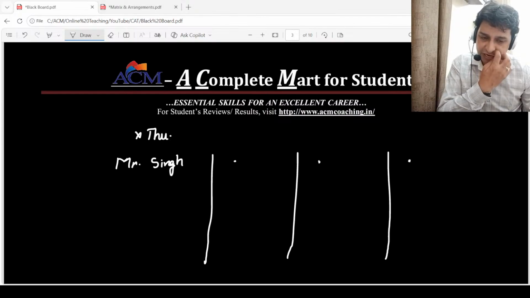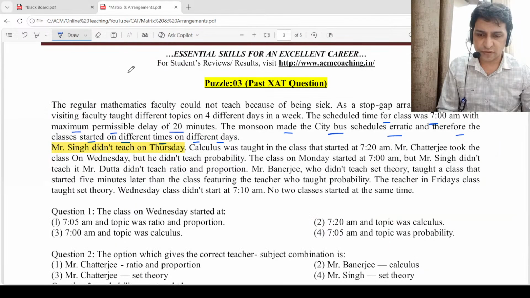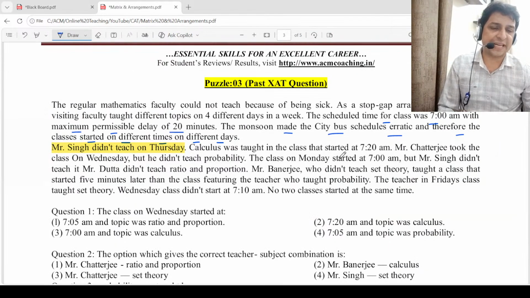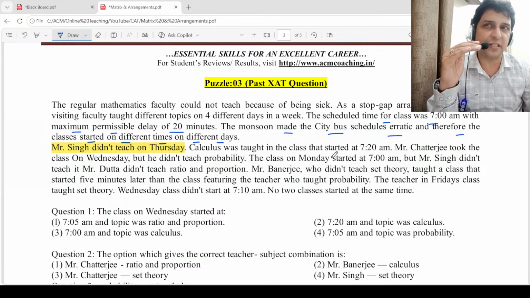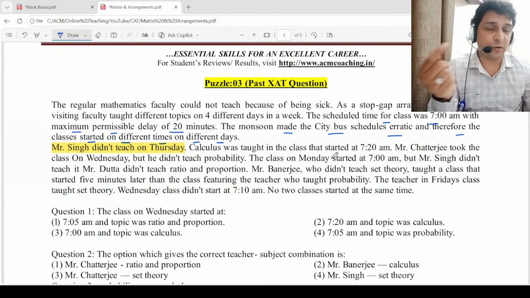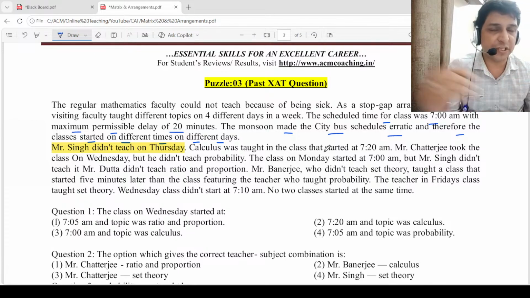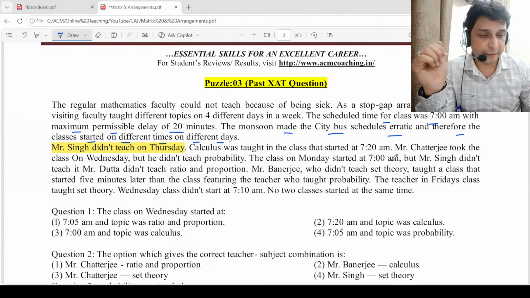The next information which we have says calculus was taught in class that started at 7:20. I'll not use this. As I said, the drawback of using table method is we can't use all the information at once. In matrix, we could use. But this question cannot be solved with matrix because we don't have all the information. So we have to start with the table only. So this line we may use later.